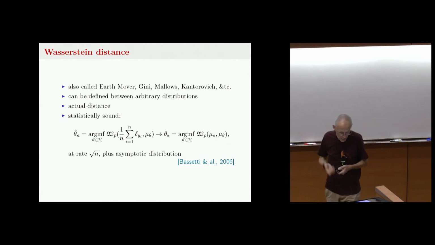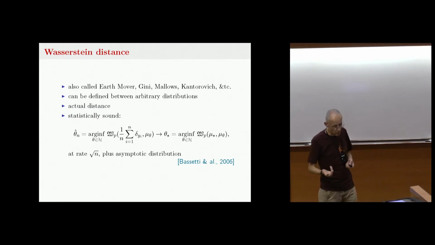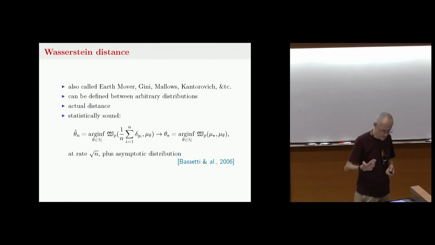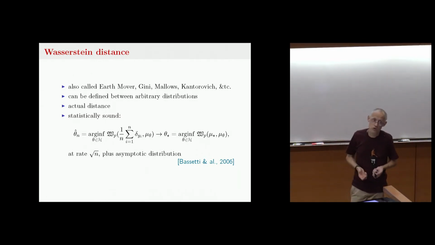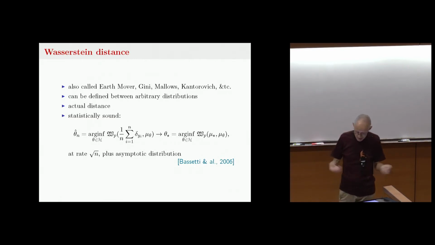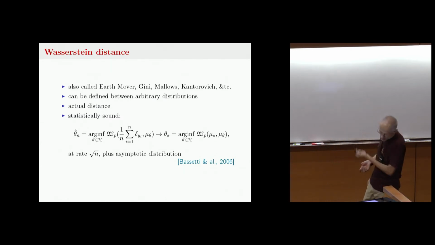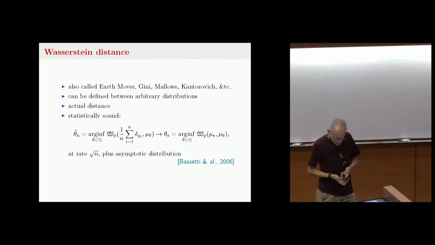That is, if you look at the parameter that brings a distribution the closest to your sample, this estimator will converge at the regular speed, root of n, to the true parameter or the pseudo-true parameter if the model is misspecified. And there are asymptotic results as well. That's not such a recent result. Bassett et al. have a paper in 2006.